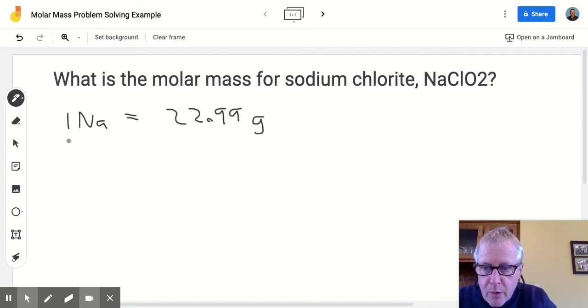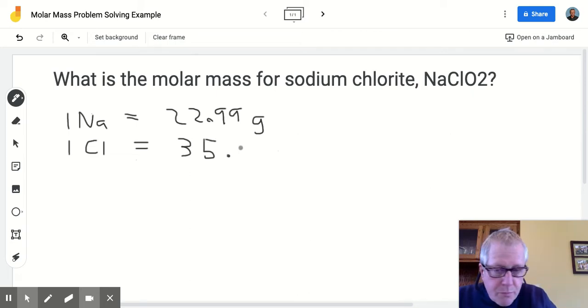Now chlorine, there's only one chlorine, and chlorine is 35.45. I'm getting these values off of the periodic table. When you look up an element on the periodic table, it gives you two numbers. One is the atomic number, which is the number of protons, and the other is the atomic mass. So I am writing down the atomic mass value, so that would be that many grams.